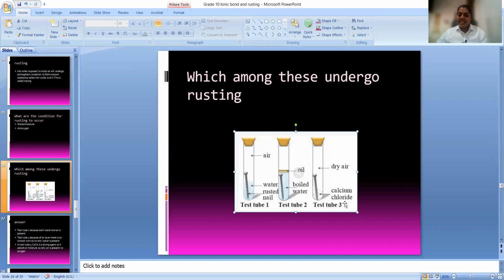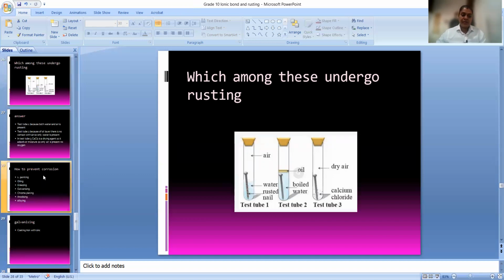In this case, we put calcium chloride. Calcium chloride is called a drying agent. So what this calcium chloride will do, the air is already present, but all the moisture it will attract and absorb. So it will not undergo rusting because oxygen is not, sorry, moisture is not available. Dry air is there, so moisture is not available because calcium chloride absorbs all the moisture present in the air. That is why it is written dry air.